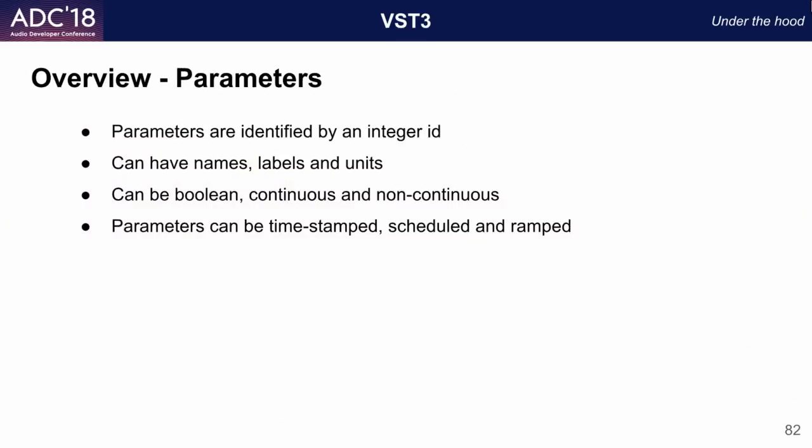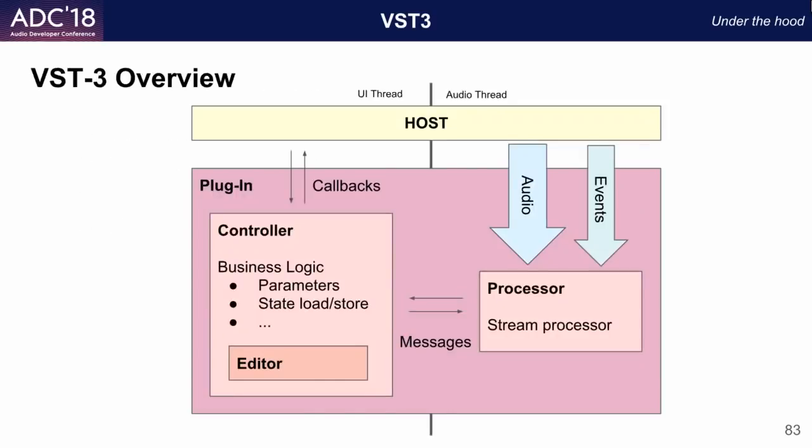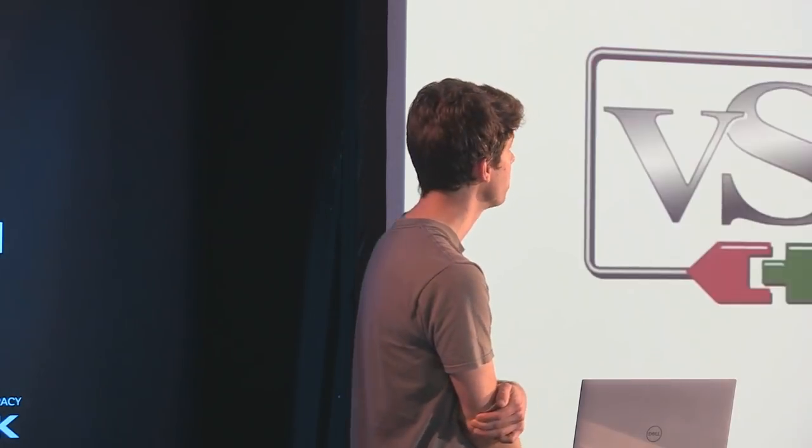Okay, so parameters, yay, they're identified by an integer ID now. They're continuous, non-continuous. They can be scheduled and ramped, just like audio units, they caught up there. And really nice about this parameter system is that when the controller changes a parameter or the host changes a parameter, it always goes via the host into this event system and then to the processor. This makes this parameter spiral of death really hard to get into, because the parameters that your processor is getting are always coming from the host, always coming via this event stream. That's a really clean method of doing that.